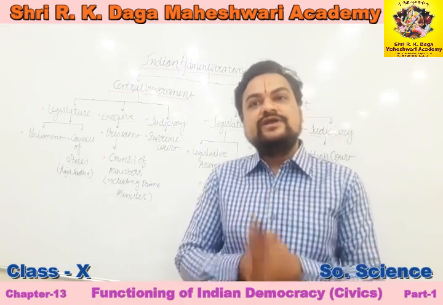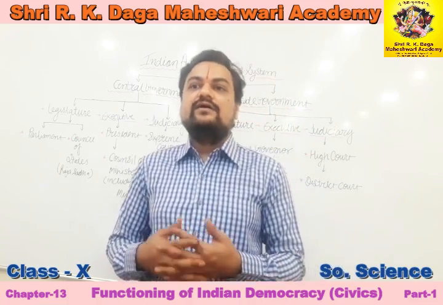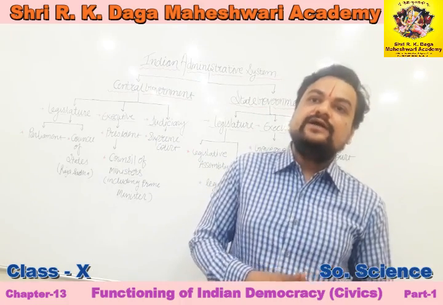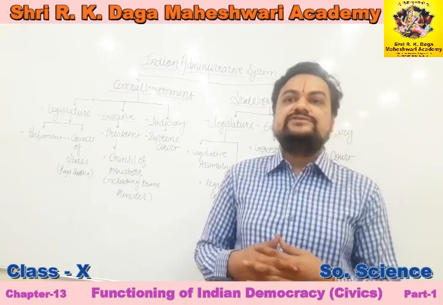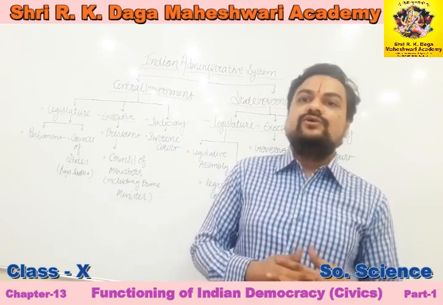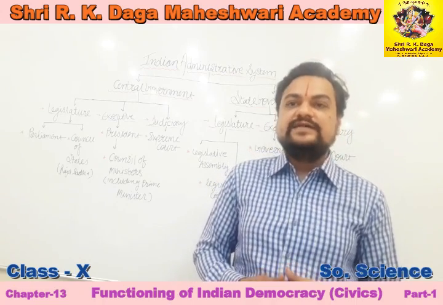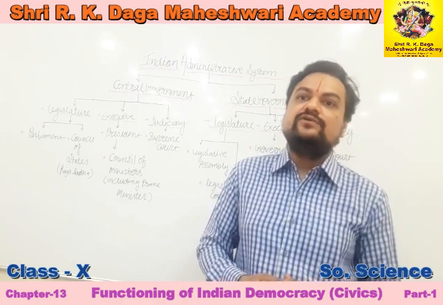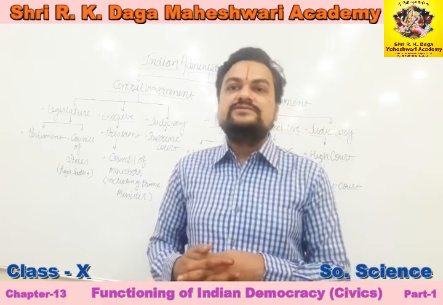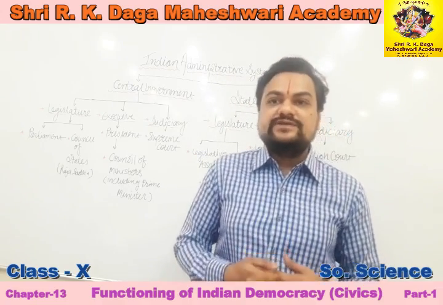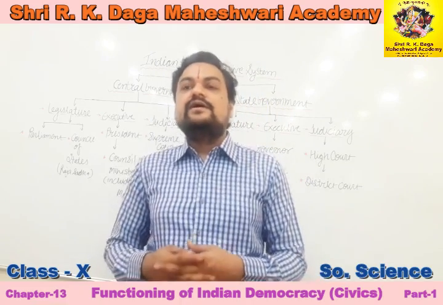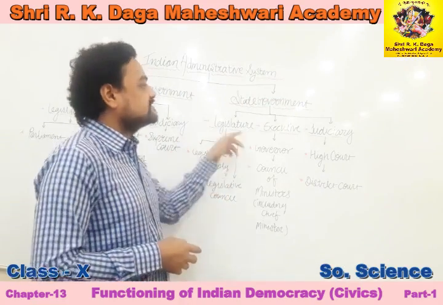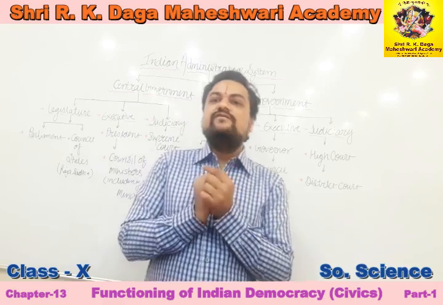There are 3 organs of the government. The organ of the government which frames law is called the legislature, the organ which enforces the law and ensures that they are followed is called the executive, and the organ which punishes those who do not follow and obey these laws is called the judiciary. So these 3 organs make the government. The organs of the government are legislature, executive and judiciary.